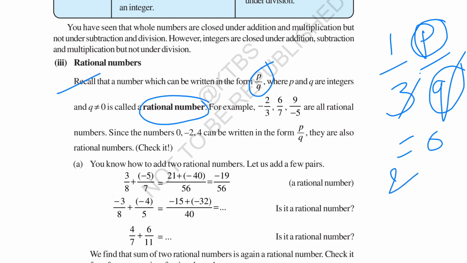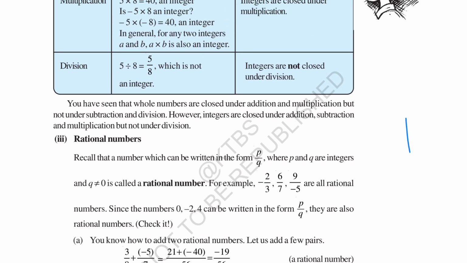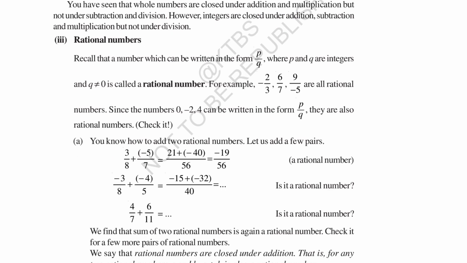One more example, 2 divided by 0. It is not a rational number because there is 0 in the denominator. So a rational number, simply put, is in the form of p by q and q is not equal to 0. This is the simple definition. Here they have given so many examples. Minus 2 by 3, 6 by 7, 9 by minus 5 are all rational numbers.